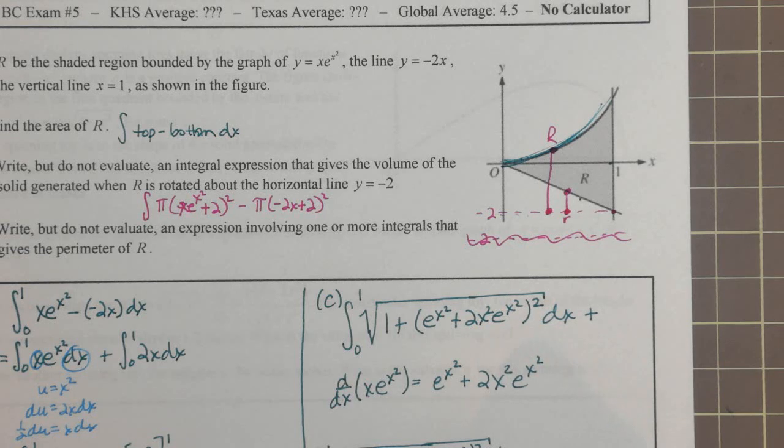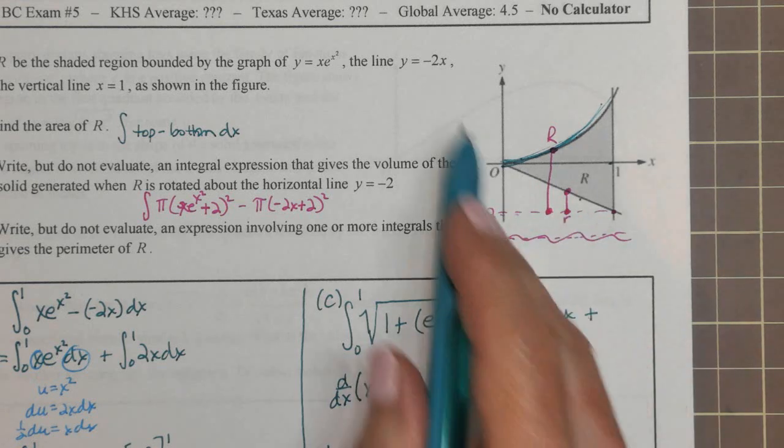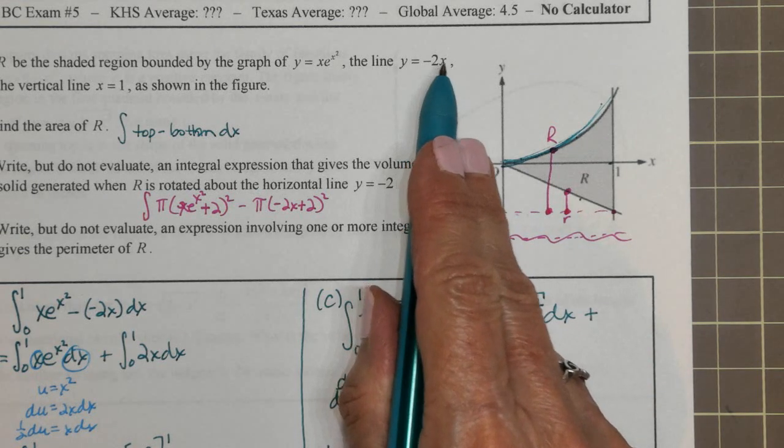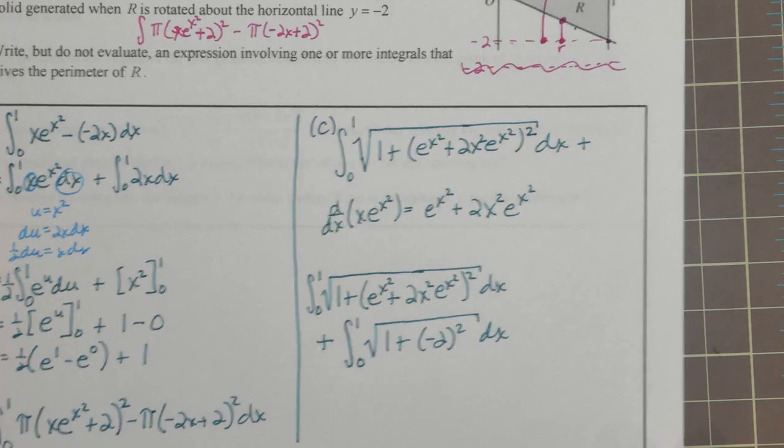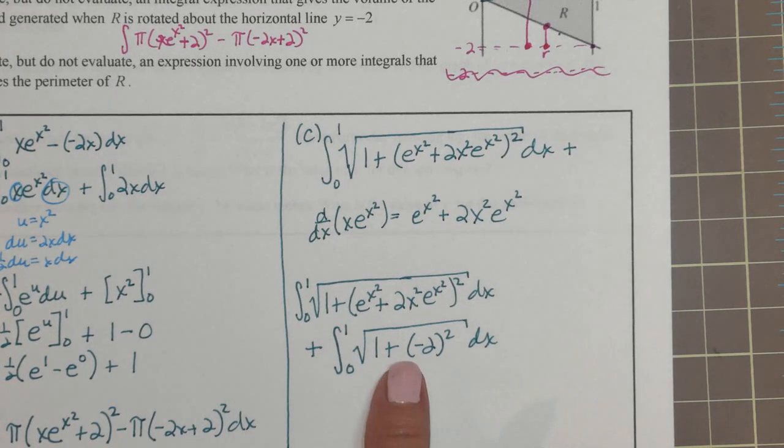Still 0 to 1, square root, 1 plus. The derivative of that'll be easy, right? The derivative of this is just a -2, like that. Oops, sorry, can't see that. Okay, just like that.